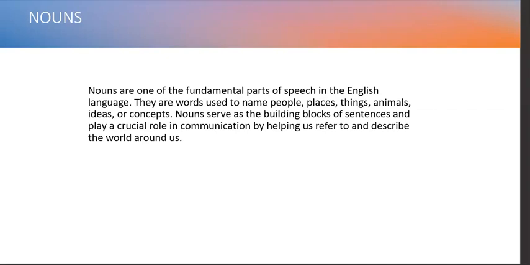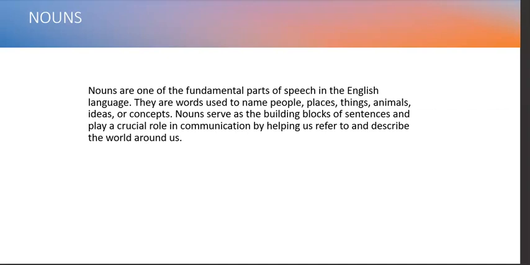Now, in simple terms, a noun is a naming word. Don't forget about that. A noun is a naming word. So it will name places, it will name people, it will name things, it will name animals, it will name ideas, and it will name concepts. So any word you know of a place, of a thing, of an animal, of an idea or a concept, all of them are what we call nouns, okay?